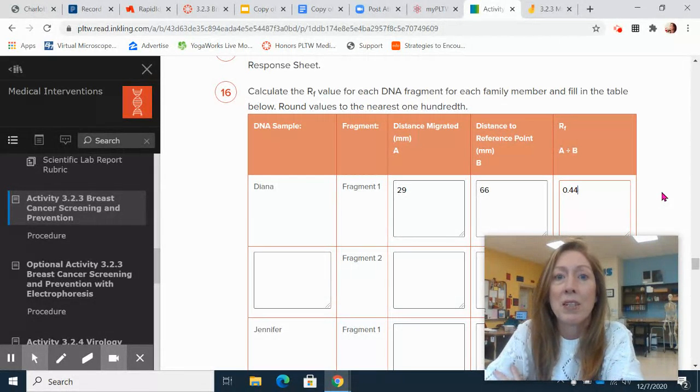And with the RF value, you're going to use the graph of the marker DNA, called the standard curve, and you're going to use that 0.44 to determine the base pair length of fragment 1 for Diana. All right, so go ahead and do the rest of it on your own. Have a great one.